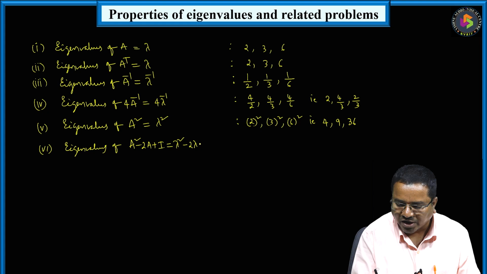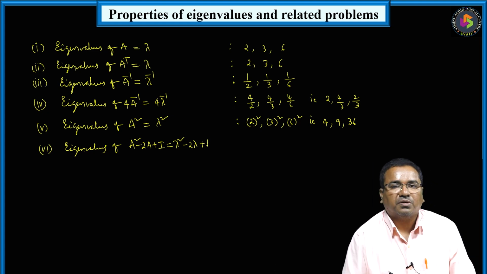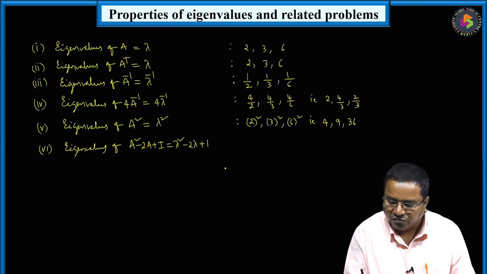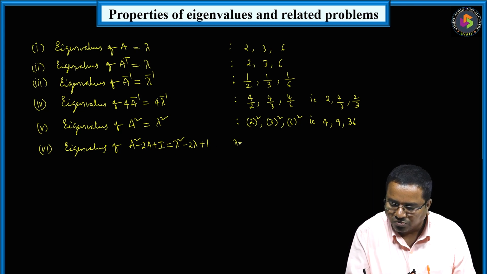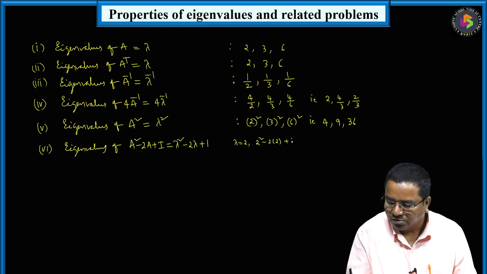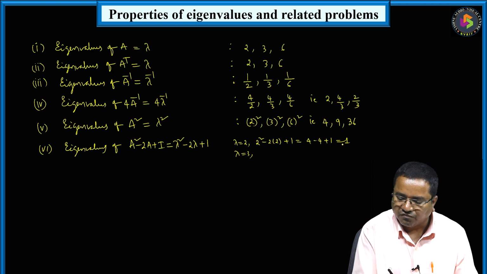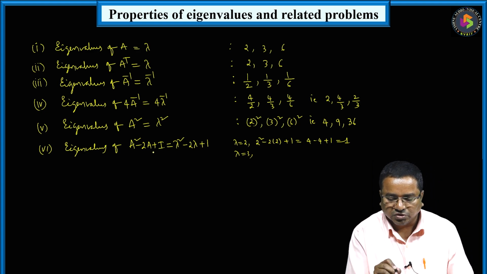Then the eigenvalue of the identity matrix is always 1, if you remember this. Okay. So by substituting the lambda value, we will get the result. Put lambda equal to 2, then what will this become? 2 square minus 2 times 2 plus 1. So we get 4 minus 4 plus 1, which is equal to 1. Then lambda equal to 3 we substitute later. This is the first eigenvalue, so 1 is an eigenvalue of A square minus 2A plus I.